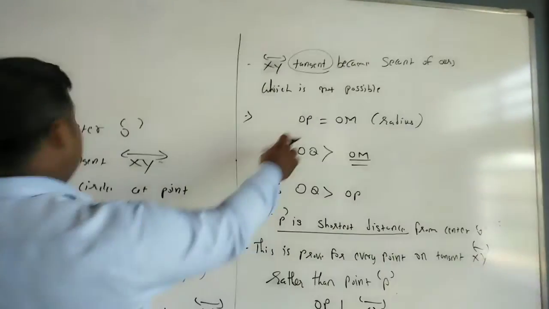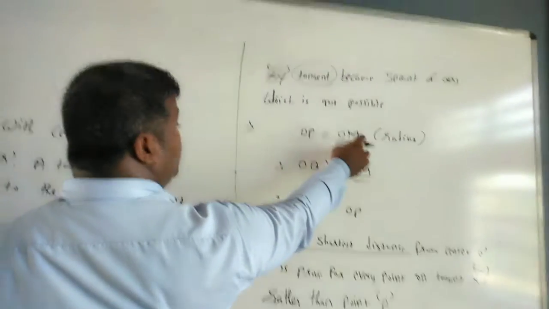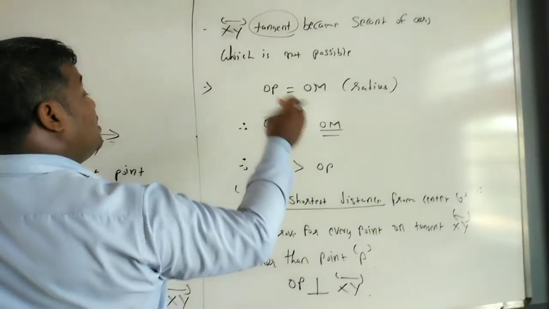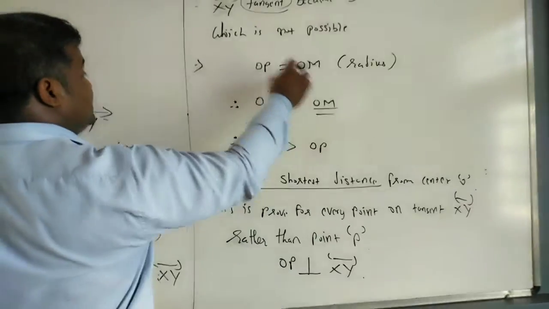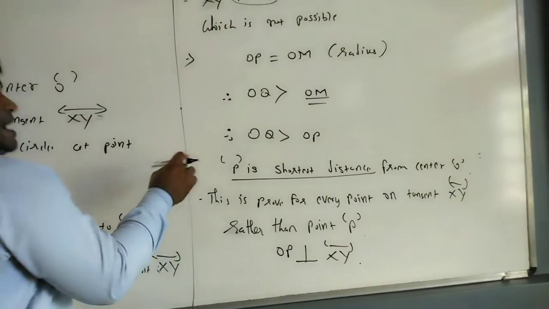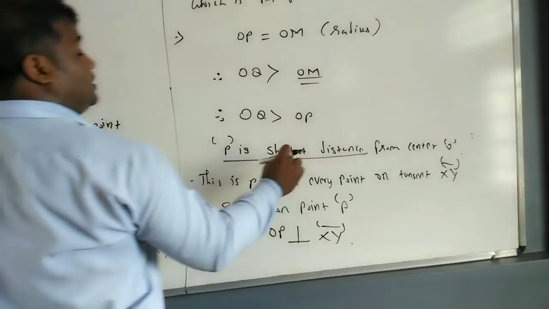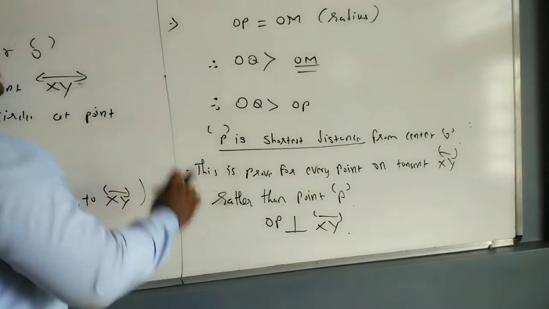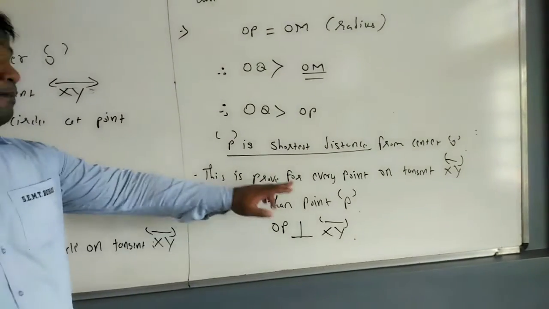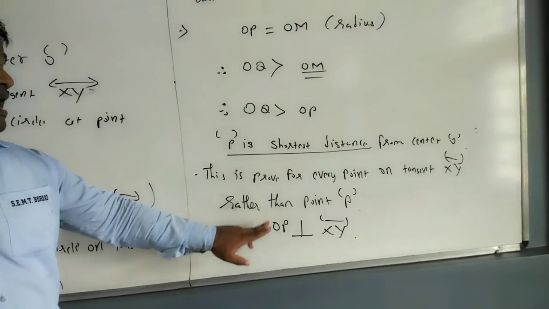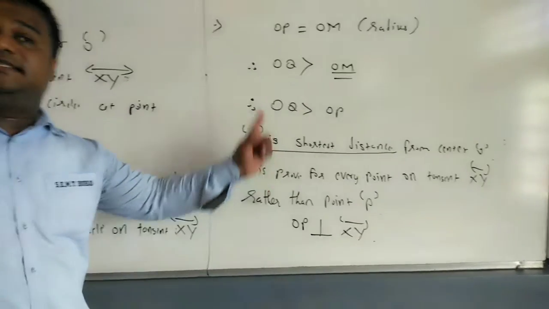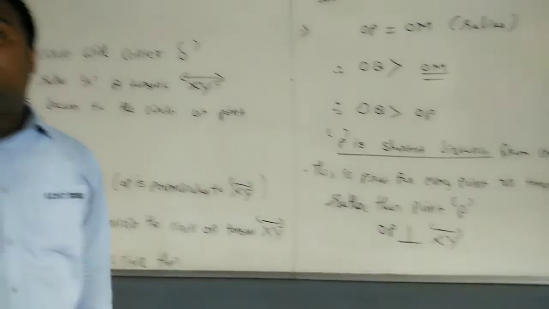So OP is equal to OM, that is the radius. OQ is greater than OM, but you know that OM is also a radius and OP is also a radius. So I can compare: OQ is greater than OP, and I am able to say that P is the shortest distance from O. This is true for every point on tangent XY other than point P, and I am able to write hence OP is perpendicular to XY. In this way we completed our theorem.